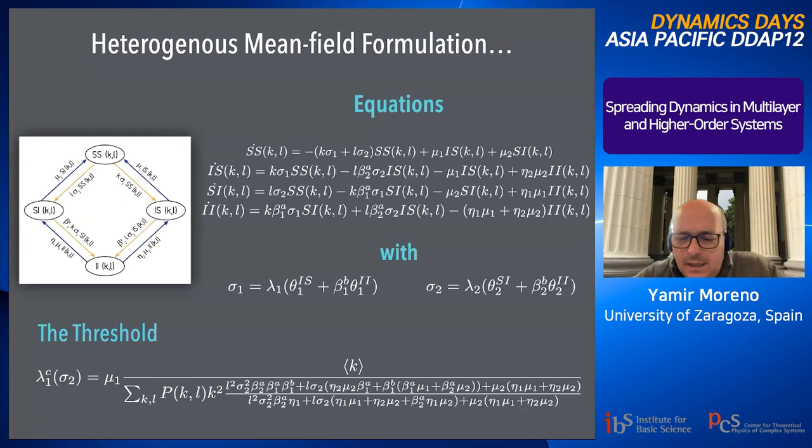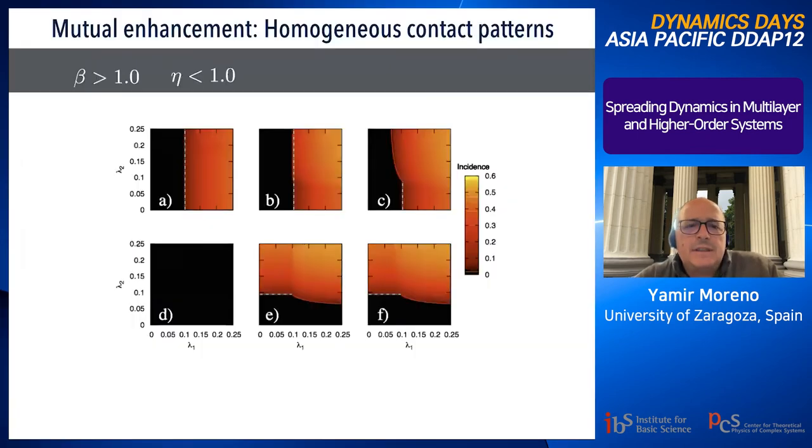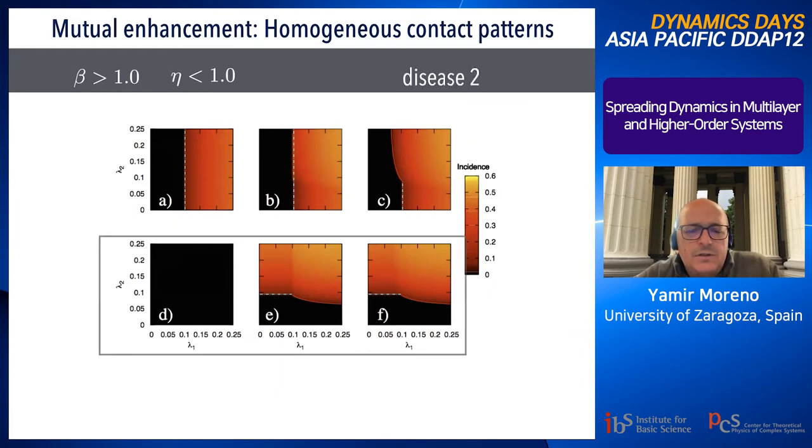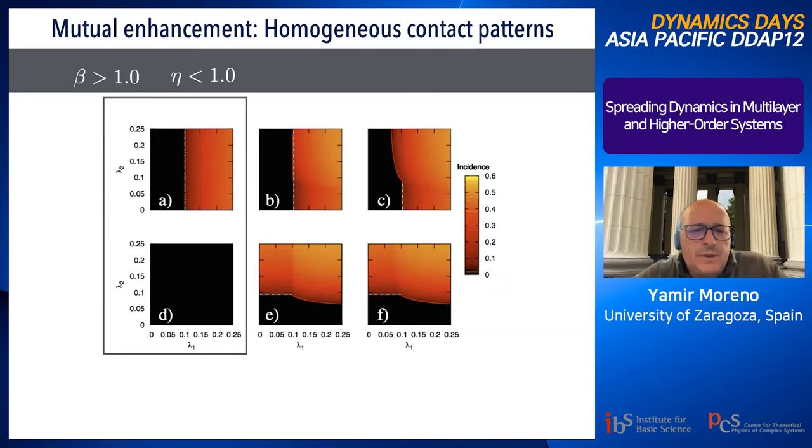You can do some math and calculate a few things. The most important thing is that, for example, when you have what is called mutual enhancement, so the presence of one disease impacts the other one because it makes the other more dangerous or propagate faster, etc. These are results from numerical simulations. So this is disease one, this is disease two. And then you start from an initial phase in which you introduce the first disease, but the second one is not introduced. So the incidence is zero. Black here corresponds to zero, and red more, and yellow is the highest level of incidence.